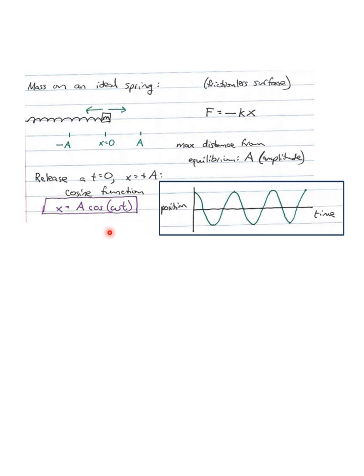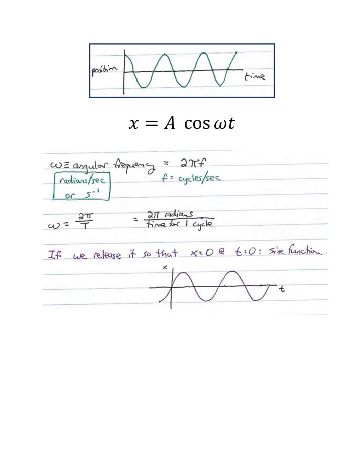And this can be modeled mathematically by a cosine function, x equals amplitude times cosine of omega t. Now omega is the frequency, but it's not f. It's not cycles per second. It's actually in radians per second. So there it is, the graph with the formula, x equals A cosine omega t. Omega, as I said a minute ago, is the angular frequency, and it is 2 pi times the frequency. So if frequency is cycles per second, omega is radians per second.